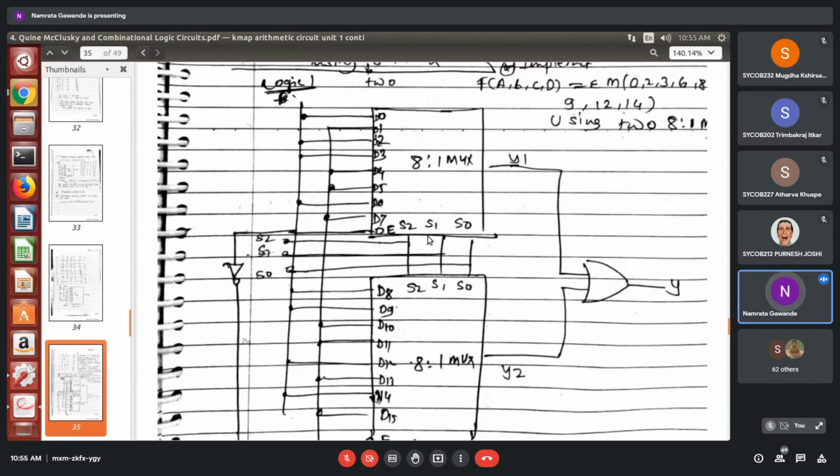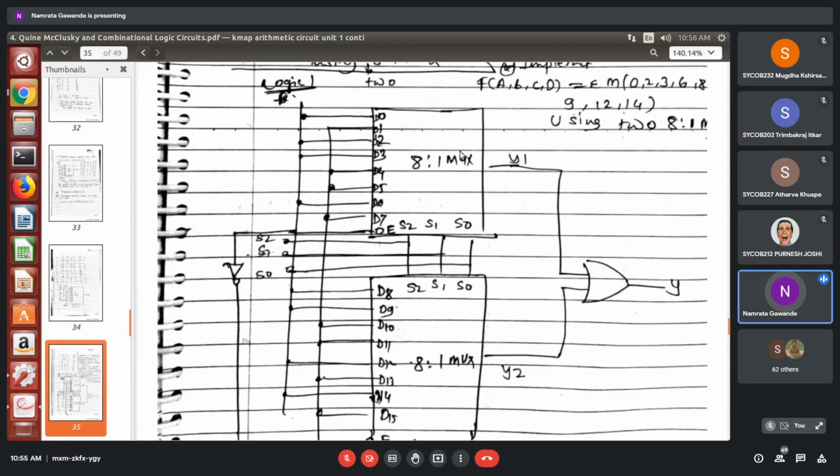Now S0, S1, S2. We know that for an 8:1 mux, how many select lines are required? 3 select lines, right? But with using 3 select lines, how can we implement this? Okay, so see here, S0, S1 and S2 select lines are connected to this mux and this mux. This S0 is connected to this particular mux and S0 is also connected to this particular mux, because we are going to provide the same input based on the select line. So that is why these are interconnected, S0, S1 and S2.